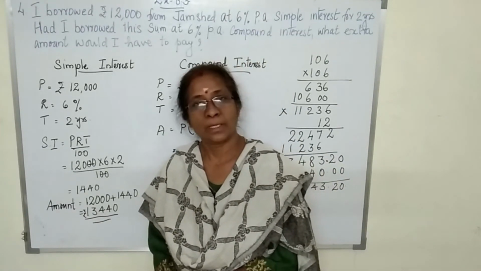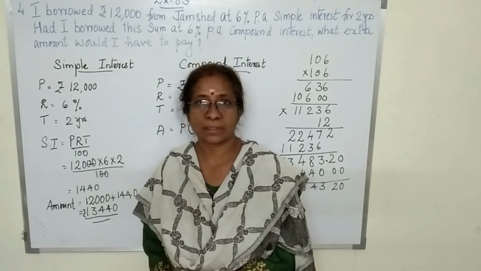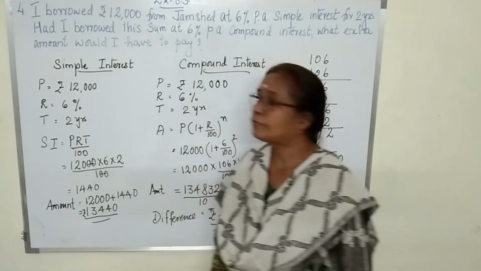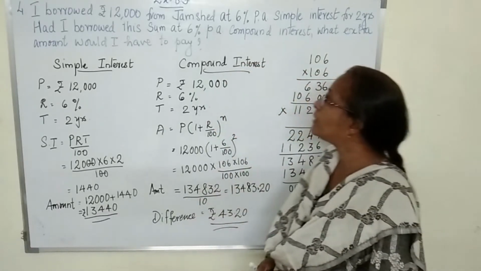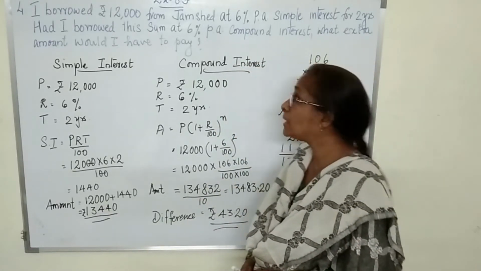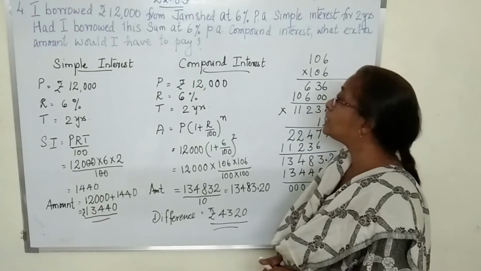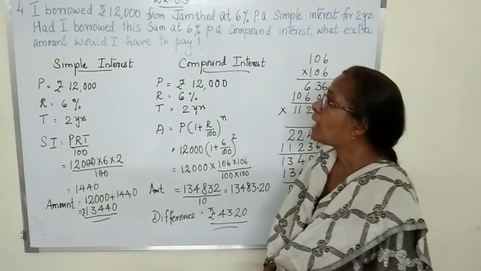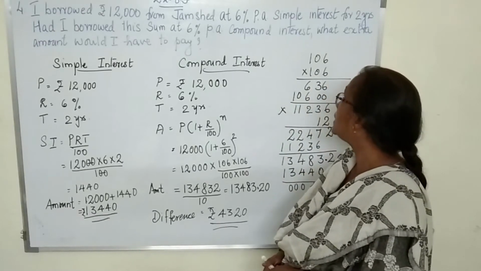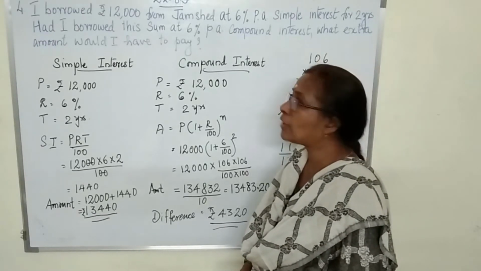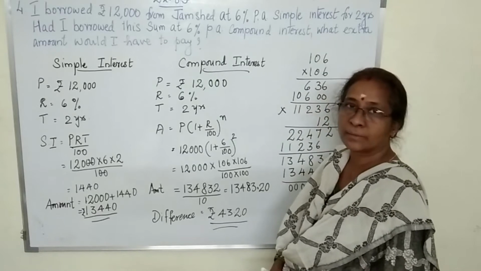Students, let us continue with exercise 8.3. The fourth question is, I borrowed rupees 12,000 from Jamshed at 6% per annum simple interest for 2 years. Had I borrowed this sum at 6% per annum compound interest, what extra amount would I have to pay?